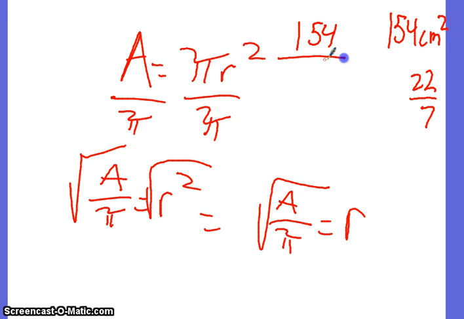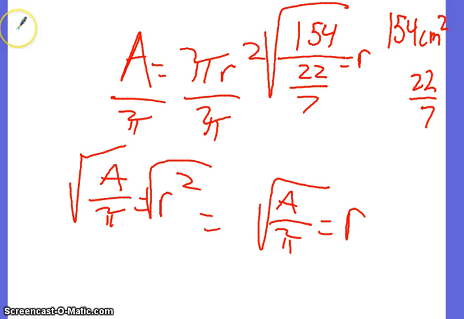154 over 22 over 7 equals r, and that's the square root. I'm going to change my color because I crowded myself out. The very last thing we're going to do is the square root. This is a complex fraction. How do we get rid of this? Multiply by the reciprocal. So that's 7 over 22.